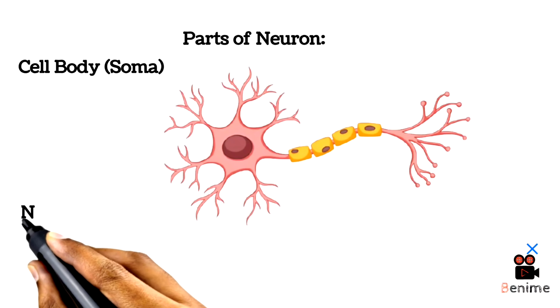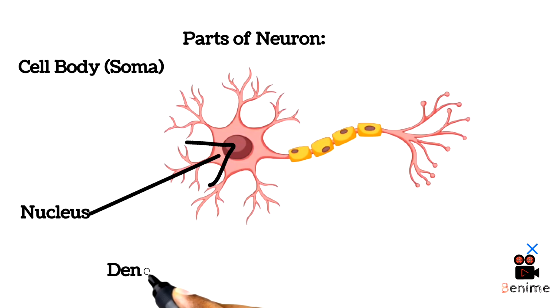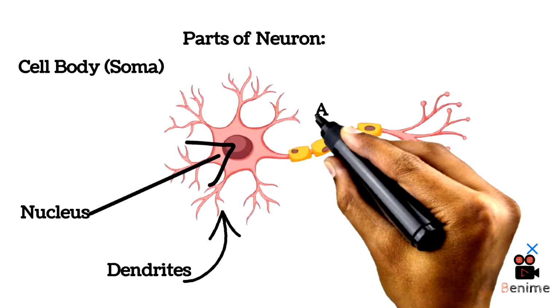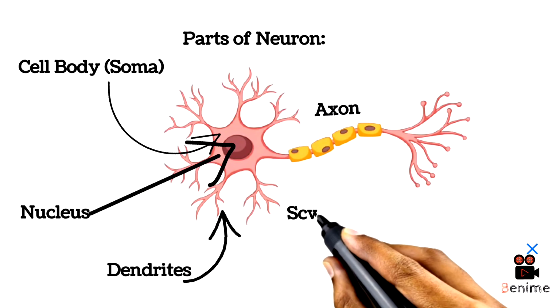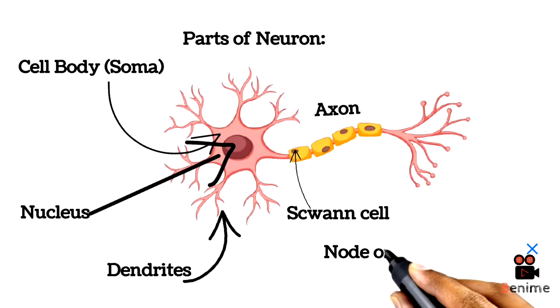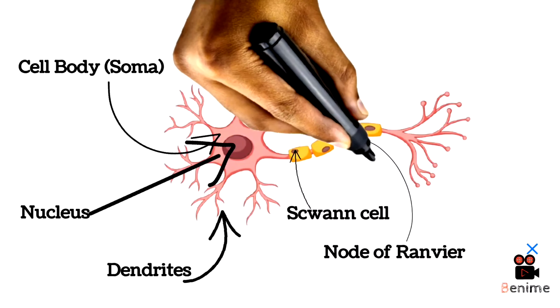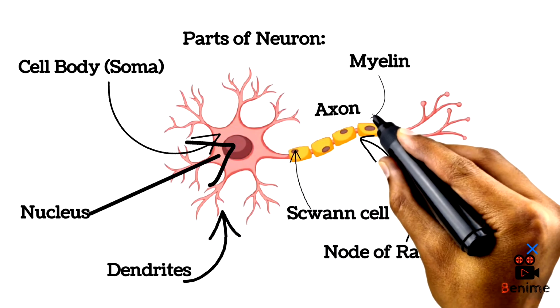Now let's see the parts of a neuron. Cell body, also called soma, nucleus, dendrites, axon, Schwann cells, node of Ranvier, myelin sheath. We will understand each part in detail.